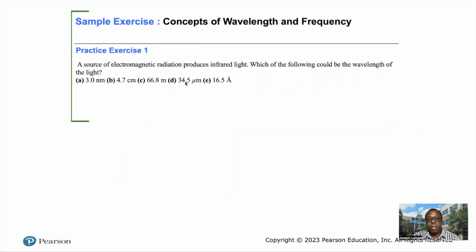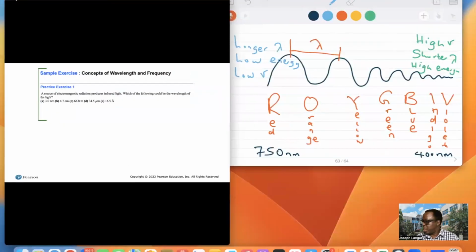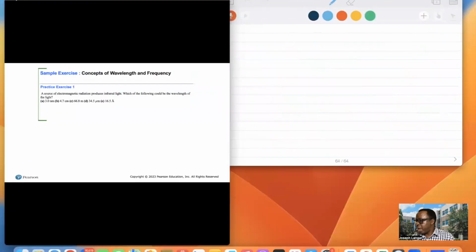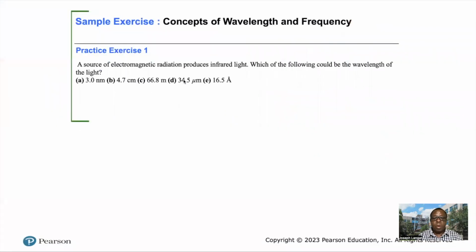Remember in section 1.6, dimensional analysis, micro is 1 times 10 raised to negative 6 meters, which we know infrared is around that region. So the correct answer is A.